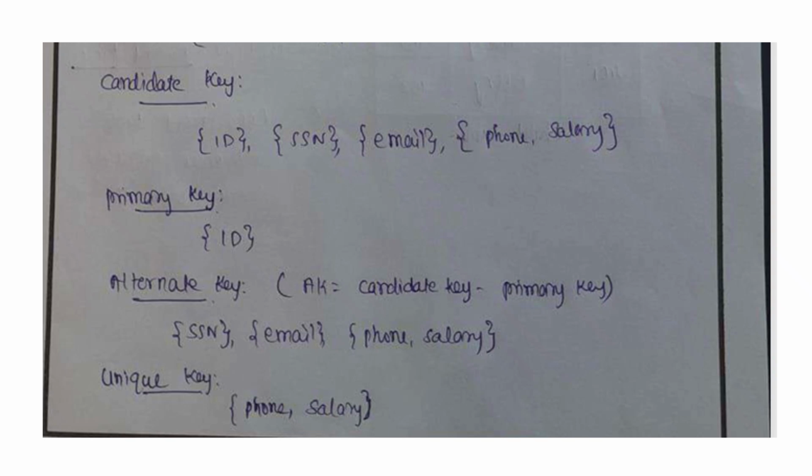Then the unique key. Unique key means it may have null values. It may contain null values, so a null value may be accepted. It is also selected from the candidate key. So ID is chosen as the primary key and these are the alternate keys. From the alternate keys also we can choose a unique key. Here phone and salary are the unique keys.